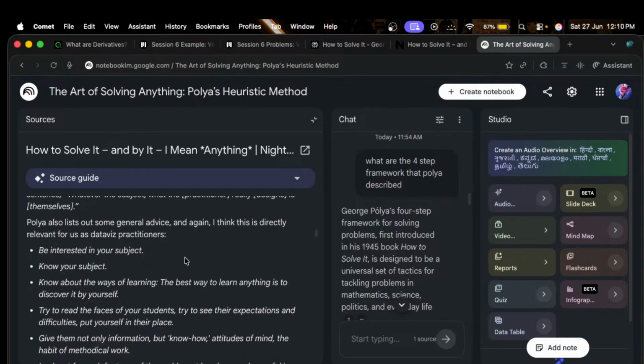As a teacher, what qualities you should develop is important, and these are some qualities that people should develop as a database practitioner, as a teacher.